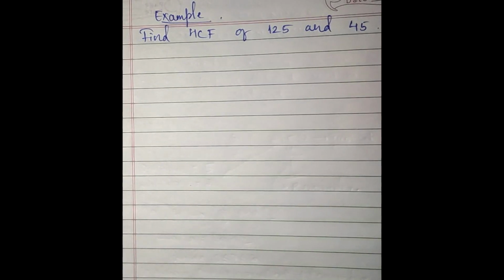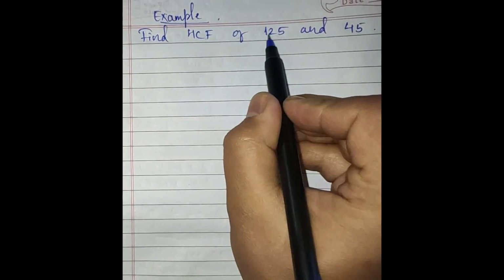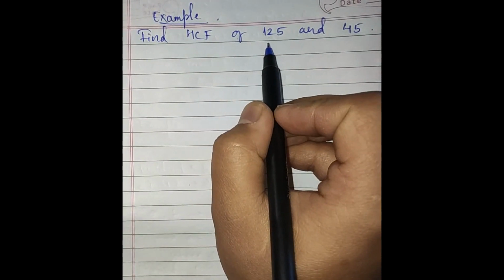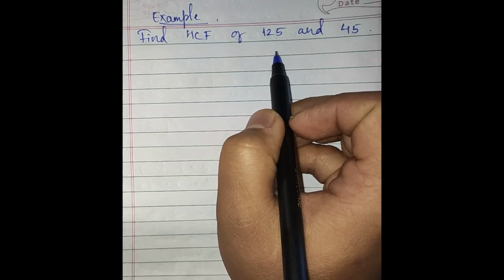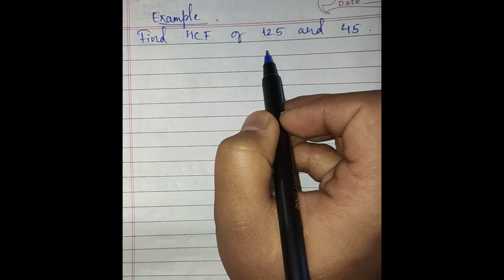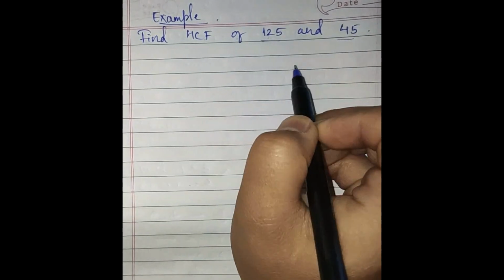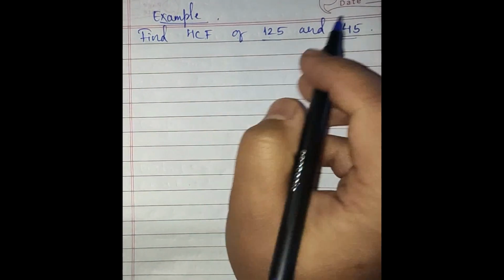So students, I hope you are clear with Euclid division lemma and Euclid division algorithm. All right, let us have a look at an example to understand it more clearly and in a deeper way. Find the HCF of 125 and 45. We are going to use the concept of Euclid division lemma and algorithm. As I mentioned, Euclid division algorithm is used to find the HCF of two positive integers, isn't it? So let us solve this.